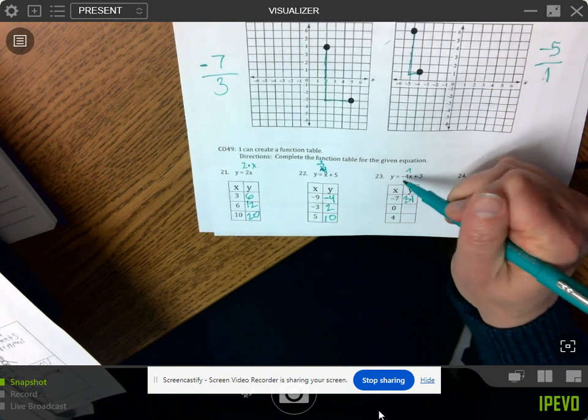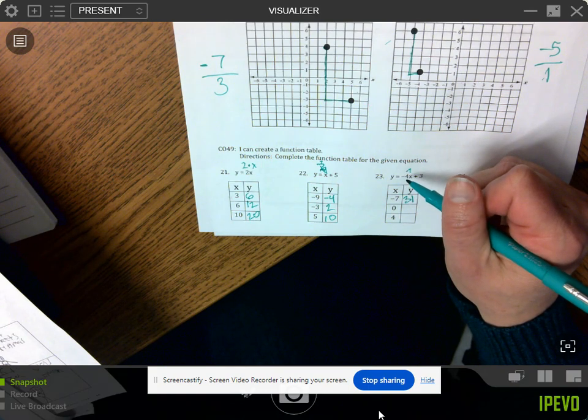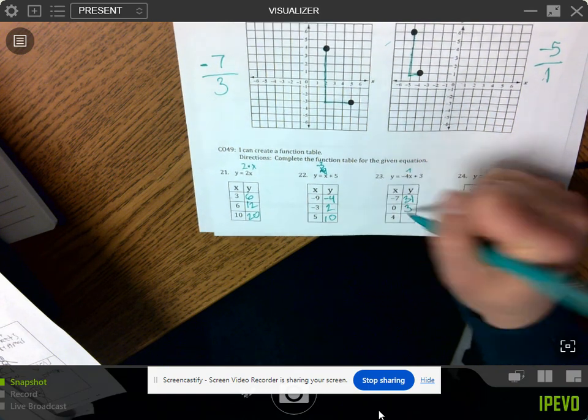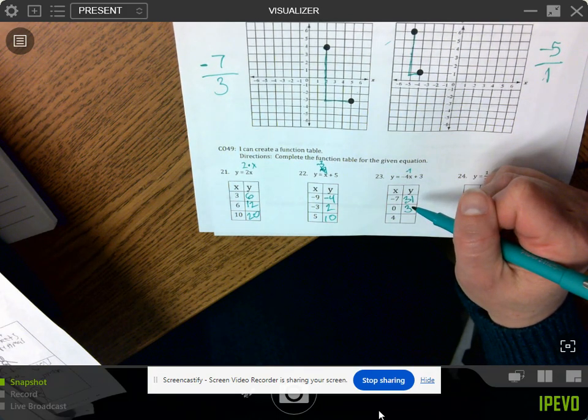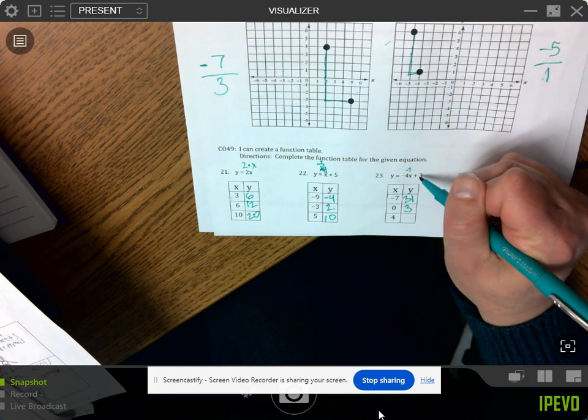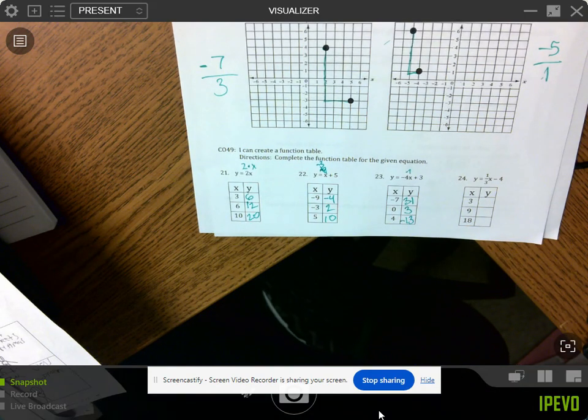If I put a 0 in, -4 times 0 is 0. Plus 3 is 3. -4 times a +4 is a -16. -16 plus 3 is a -13. Is there anybody who would like me to actually write out how I got those numbers? We're doing okay? I saw some of us are like, oh, that's what I did wrong. I forgot to add the 3. Or I forgot my negative rules when multiplying.